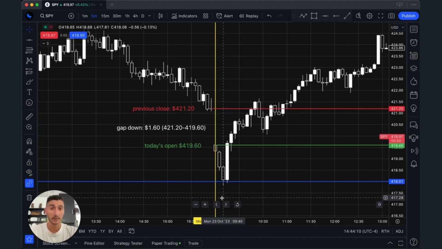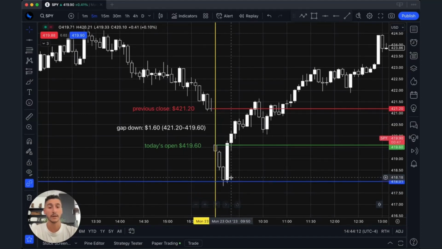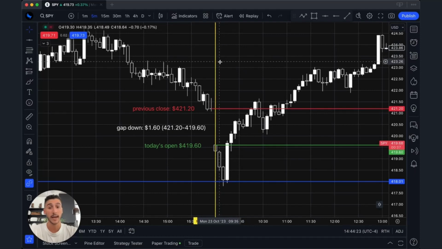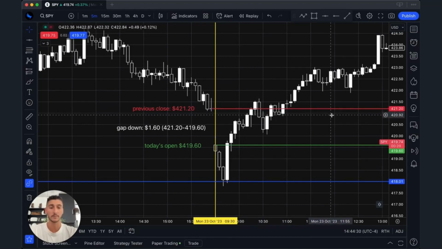Now a gap fill is when Monday touches this red line. So when it retraces back to the previous day's closing price, and that's an important thing to keep in mind. A gap up would fill when it touched this closing price. A gap down fills when it touches this closing price, this red line here.